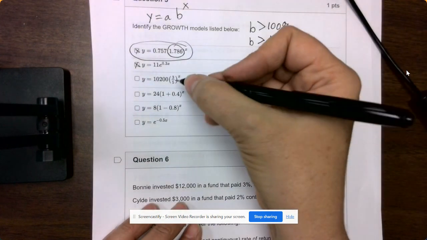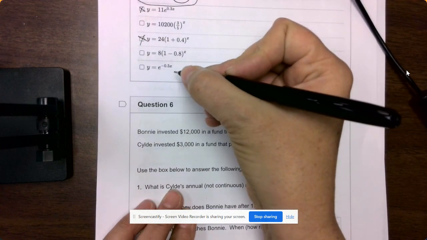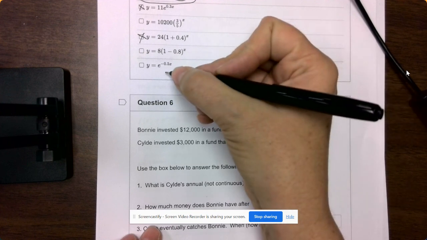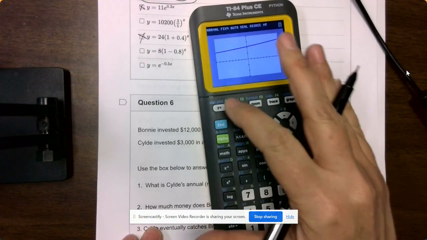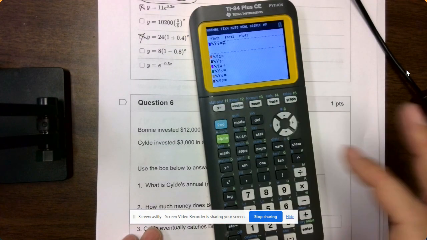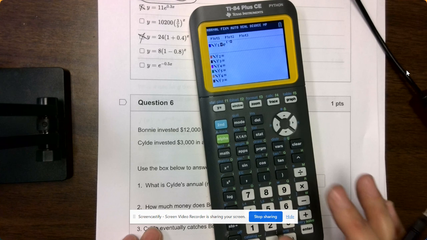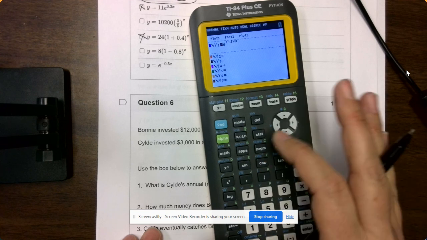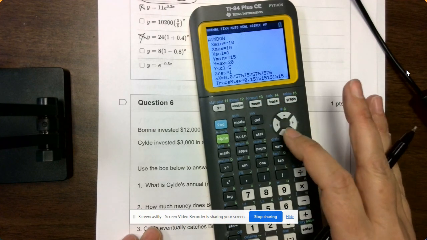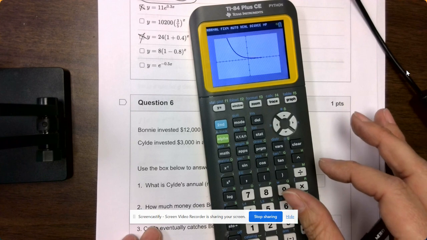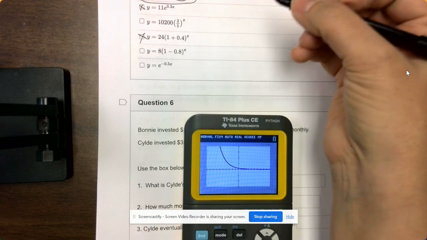This one is less than 1. This one would be more than 1. This one is less. If we graphed it, I want to graph them, so I'm going to put secant division raised to the negative 0.5x. I'm just going to make it a little bigger so we can see this. But anyways, let's see when we graph it. Okay, everybody, it's definitely going down. So that means that it's decay, so it's not that one. So we have 3 that work.